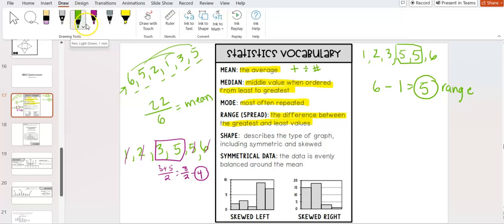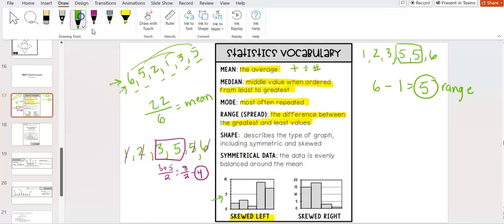Now, shape is an interesting one. We talk about shape not when we have numbers ordered like they are here, but more when they're in a graph. We look at the shape of this graph. You can see here that this graph is skewed to the left. Skewed means it's uneven, and so the shape of this graph would be skewed left because, as you can see, it's taller on one side than the other.